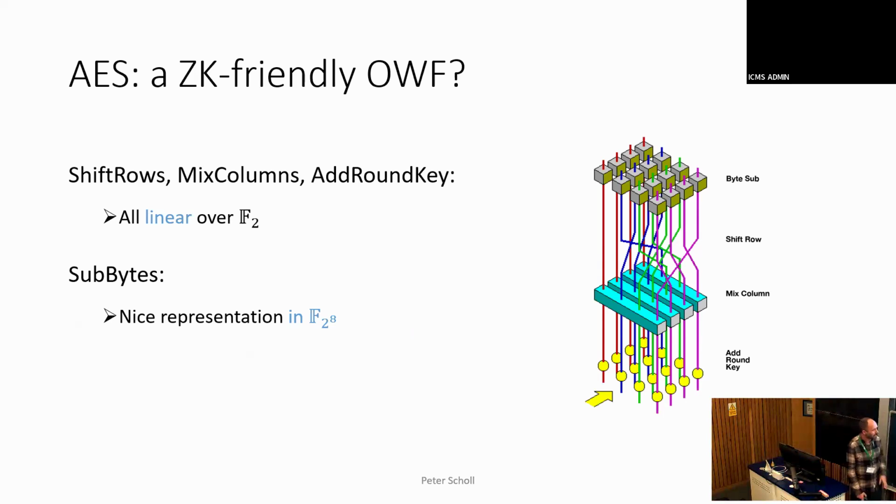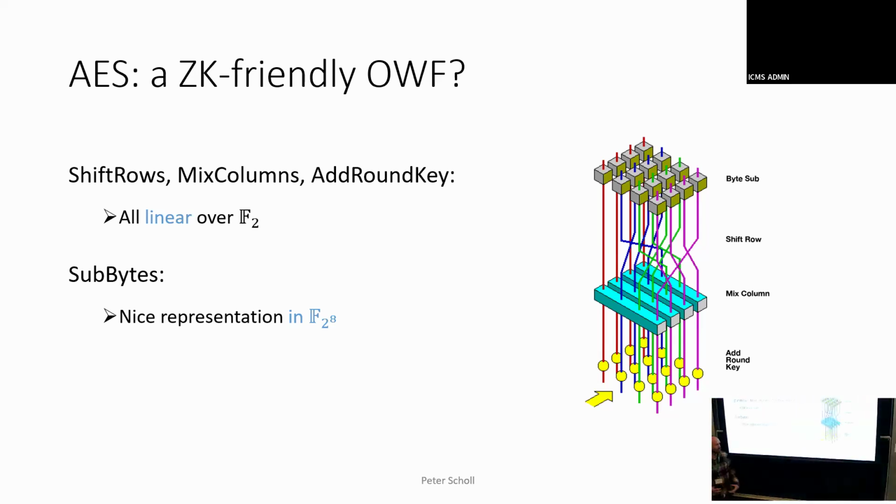So let's have a quick recap of the structure of AES. It's a block cipher where encryption happens over many rounds. In each round, you have the linear layers, ShiftRows, MixColumns, and adding the round key, which are all linear over F2. And then the only nonlinear part is the S-box, the substitution table.